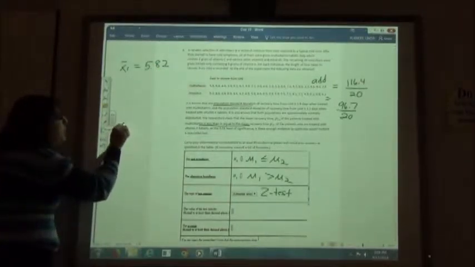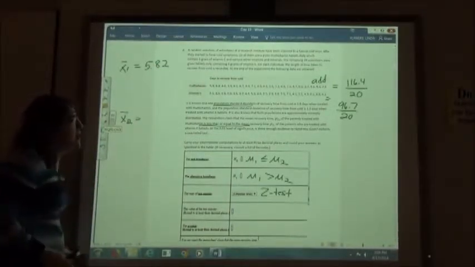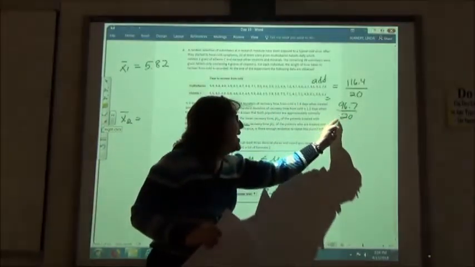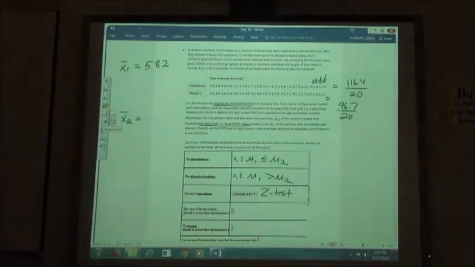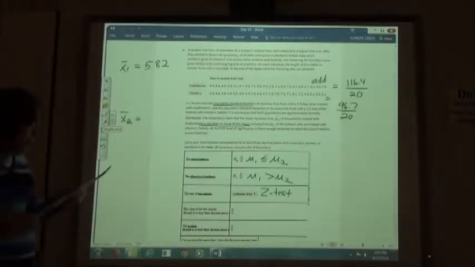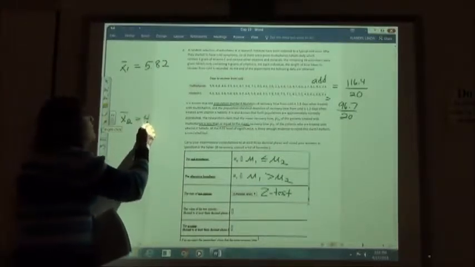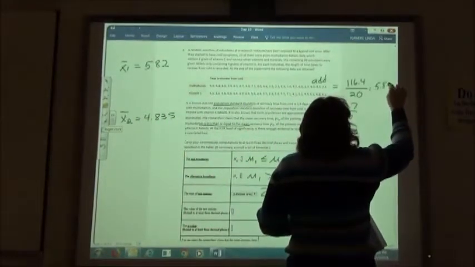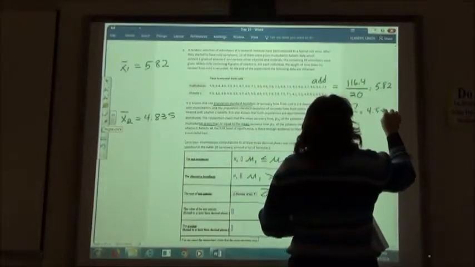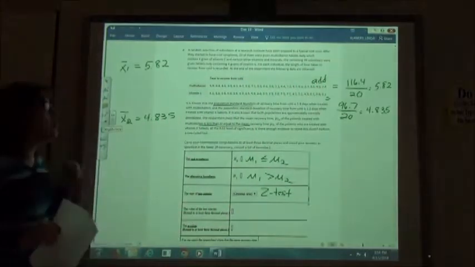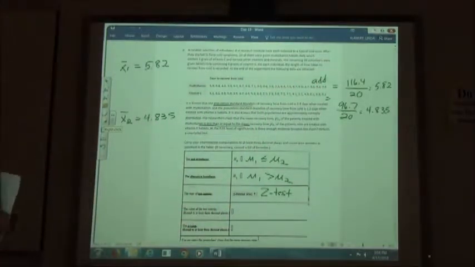Then we're going to do our X bar for our second list. On our second list, the sum of all those numbers was 96.7. Again, there's 20 numbers on our list. So if we take our 96.7 divided by our 20, we get 4.835. So this was our 5.82, and this was our 4.835. So to find the mean, we just add them up and divide by how many numbers are on our list.